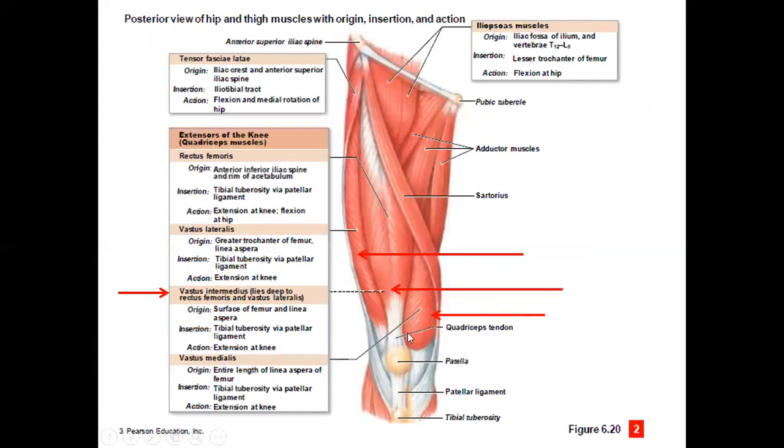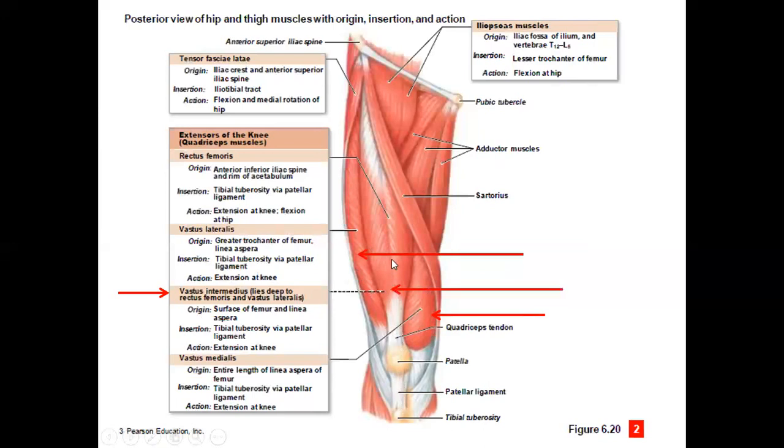The vastus medialis runs medially down the anterior portion of the leg. The vastus lateralis runs laterally down the anterior portion of the leg, and the vastus intermedius is deep to the rectus femoris. So you can't see it in this figure, but all four of these quadriceps muscles converge onto a tendon. It's called the quadriceps tendon that runs past and over the patella, your kneecap, and becomes a ligament.